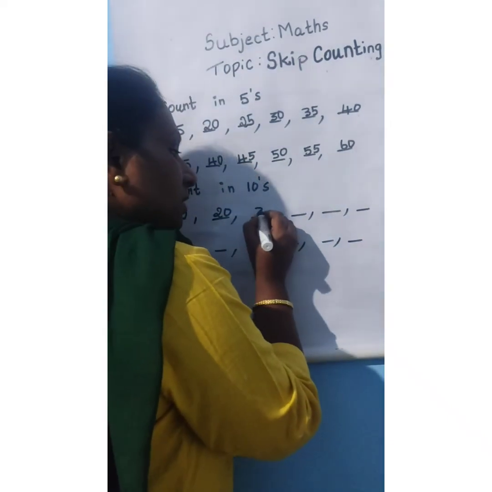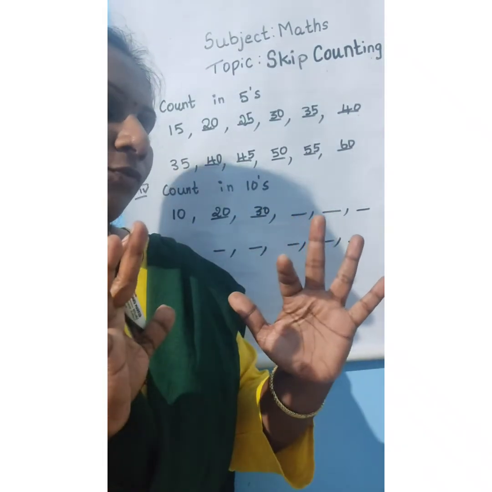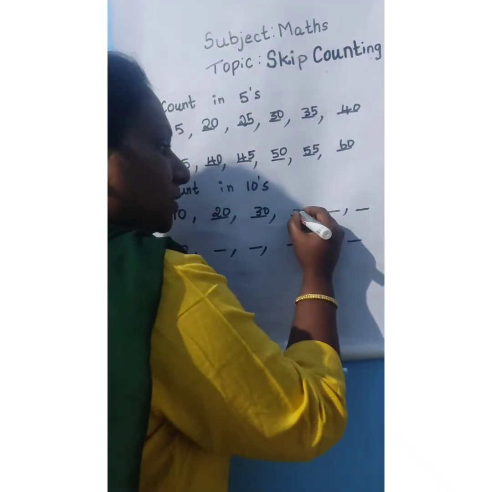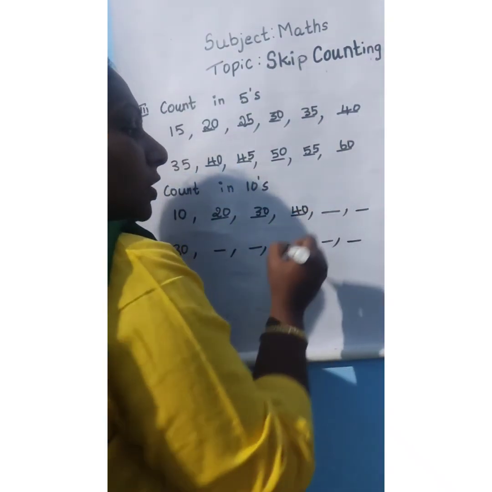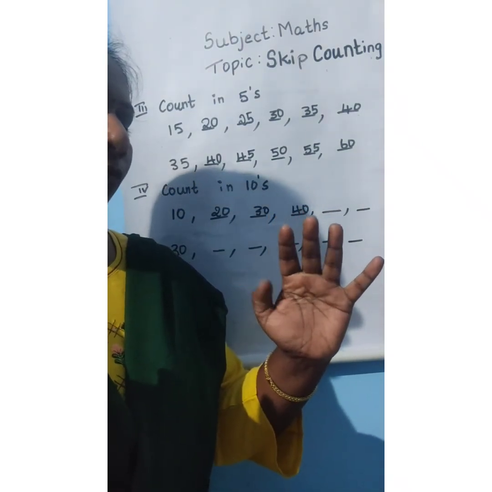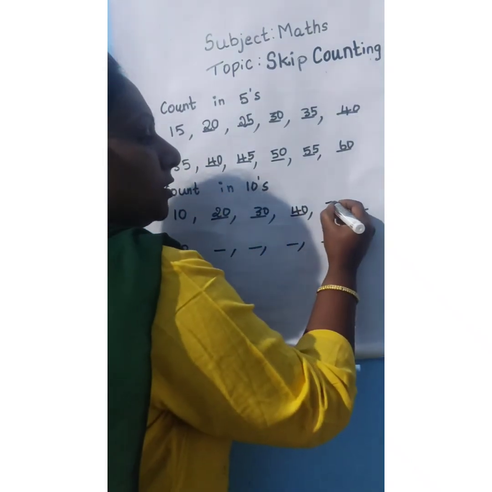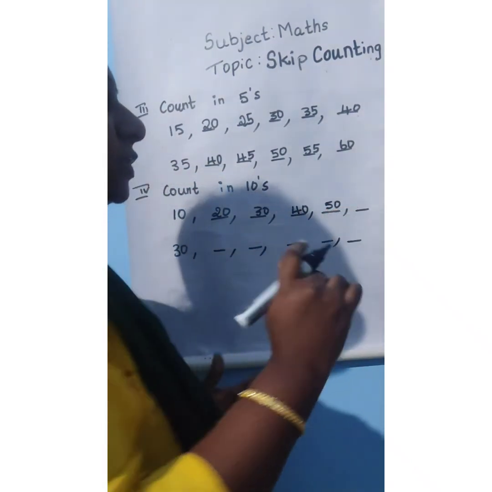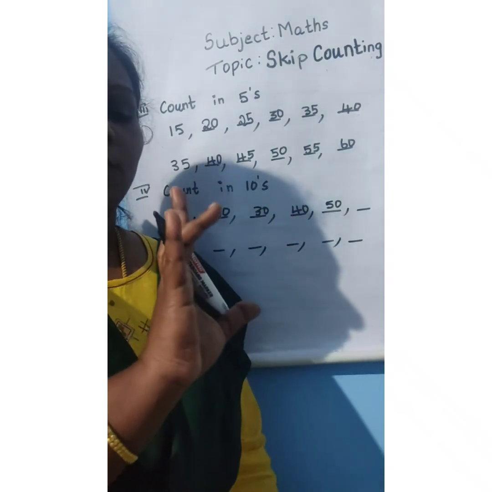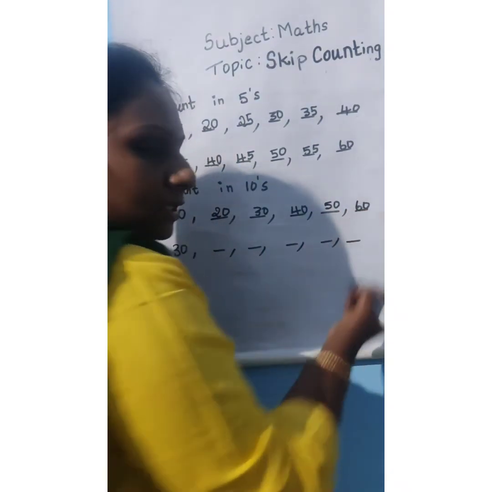So the next number is 30. Next is 31, 32, 33, 34, 35, 36, 37, 38, 39, 40. So the next will be 40. After 40, 41, 42, 43, 44, 45, 46, 47, 48, 49, 50. So write here 50. So the next will be what? 51, 52, 53, 54, 55, 56, 57, 58, 59, 60. So write here 60.